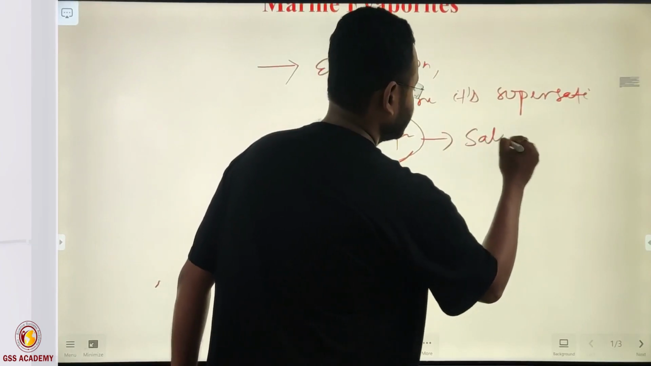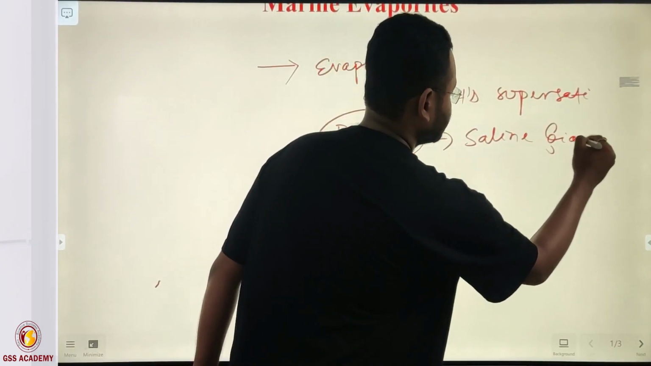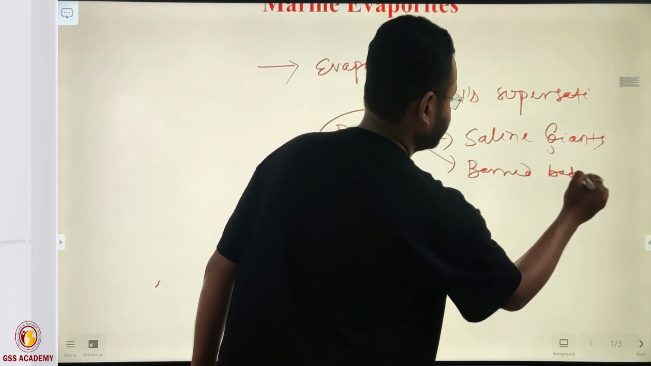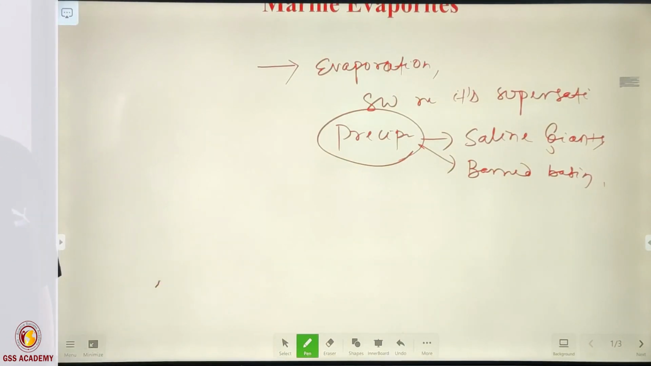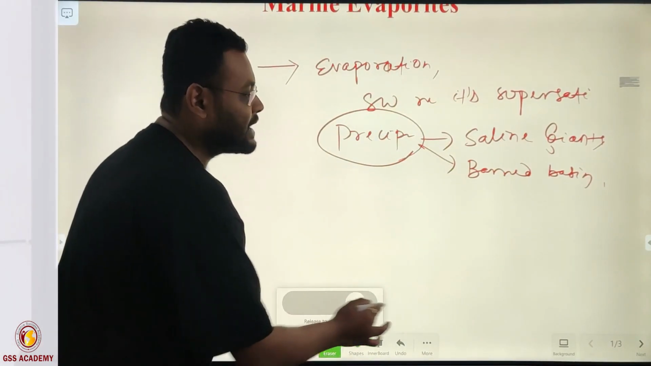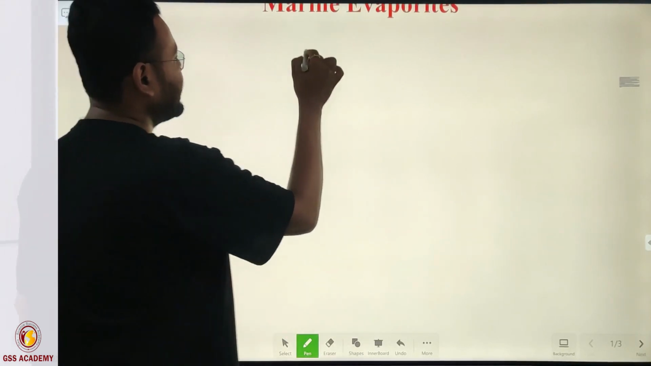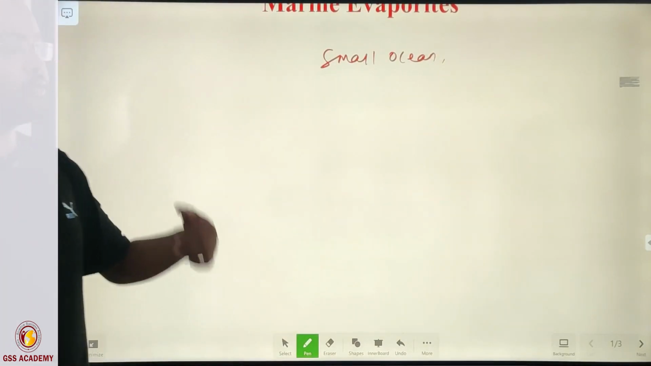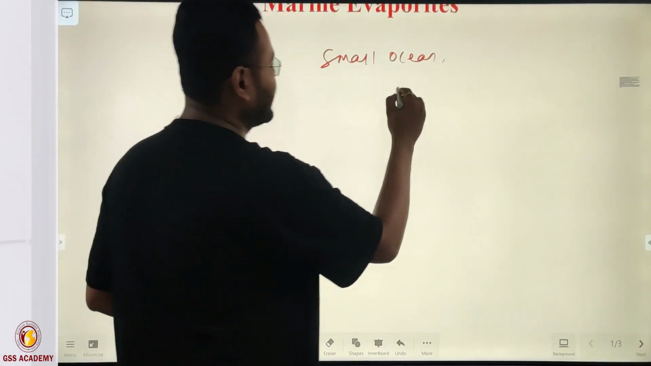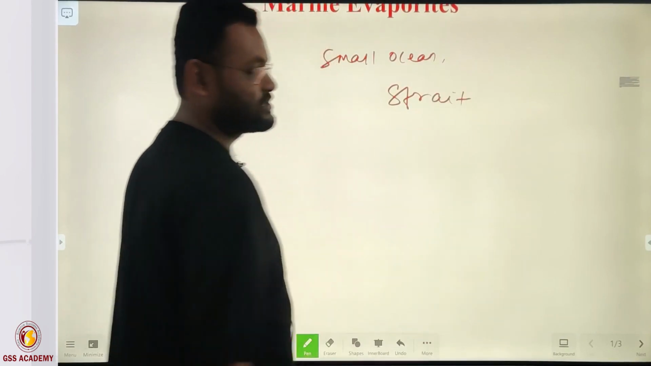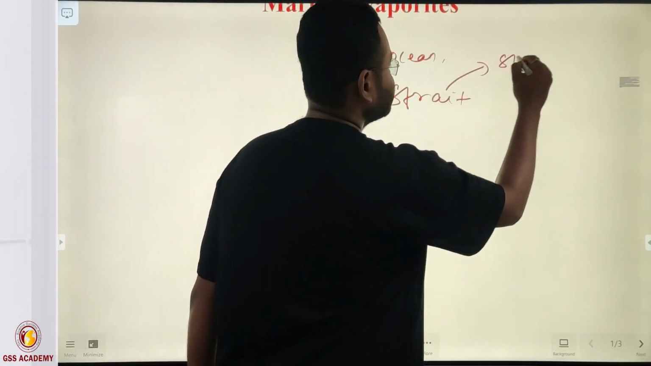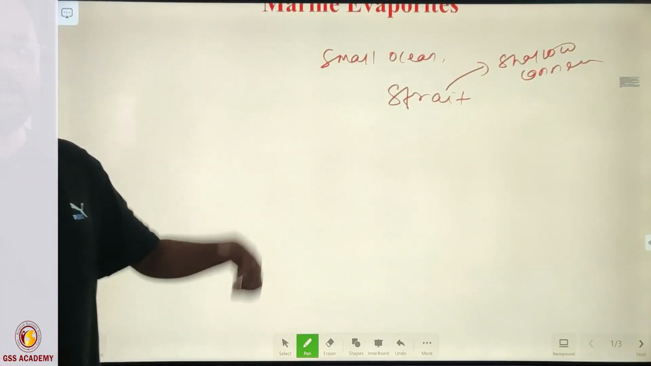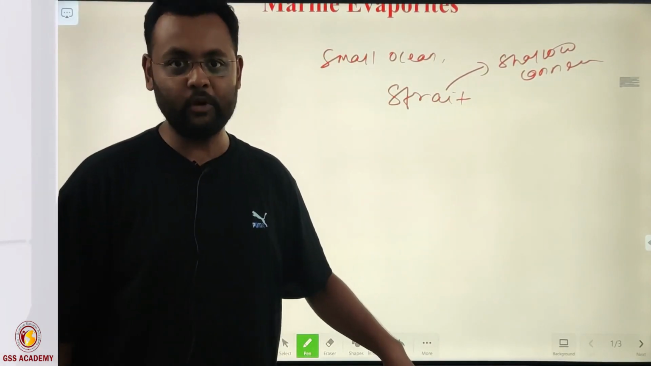The shallow water region where the evaporites start to form or precipitate is called a saline giant or barred basin. Most barred basins or saline giants are very small oceans, normally separated from a large ocean by a strait. This strait is a shallow connection between an open ocean and a partially isolated body of water.